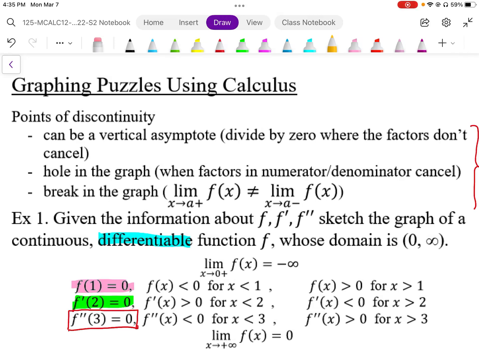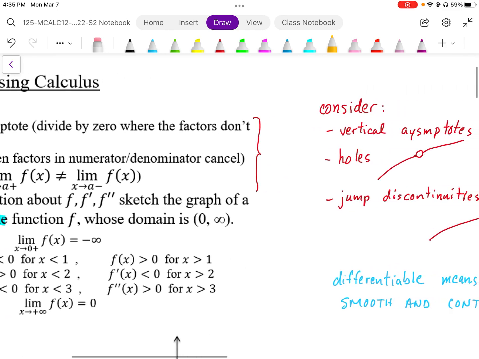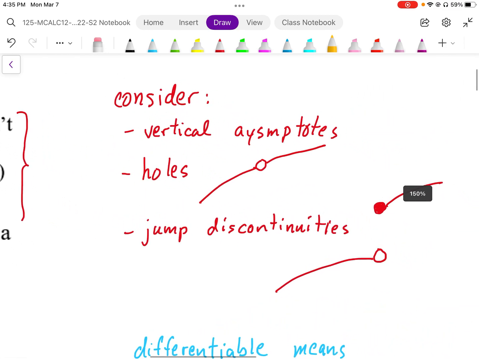When we're doing graph puzzles, we really have to be extra careful about points of discontinuity. Now, these could be vertical asymptotes, where the divide by zero doesn't cancel. It could be a hole in the graph where the factors do cancel. And they can be breaks in the graph where the left-hand limit is not equal to the right-hand limit. So these are some summaries here that we should consider.